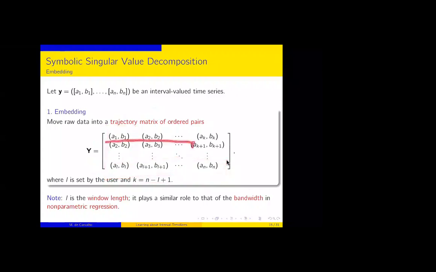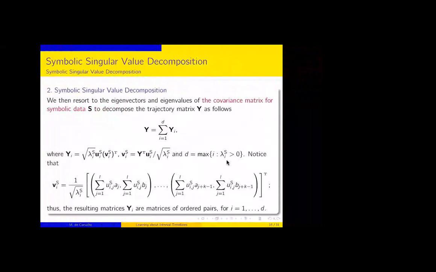Or just contained in there if you prefer seeing it from that angle. Okay, so that's where the raw data is. So embedding, stage number one, you just move all your data into this trajectory matrix of ordered pairs. Okay, stage number two, you would like to decompose, but you will want to take into account the interval valued nature of your data.